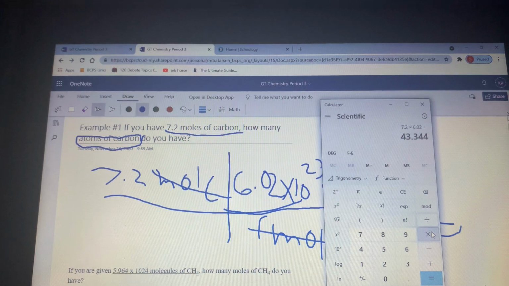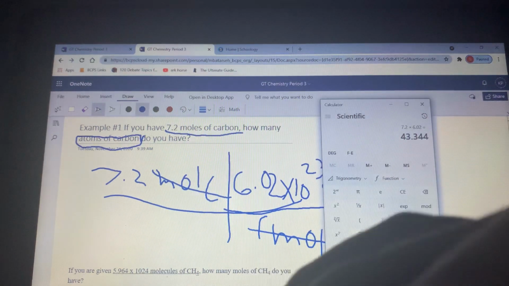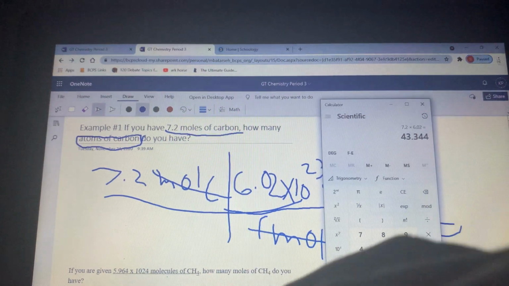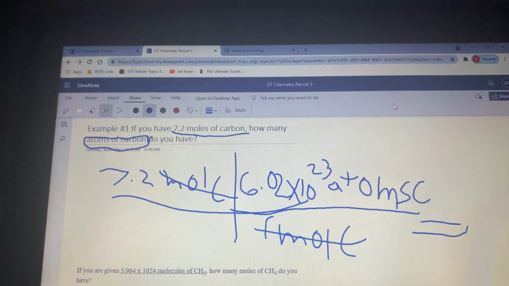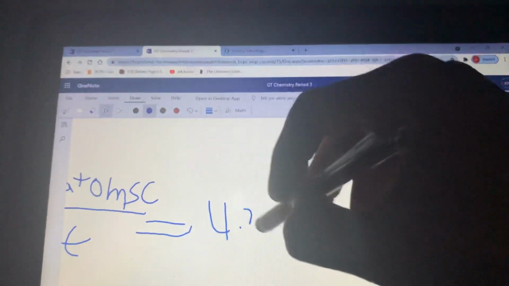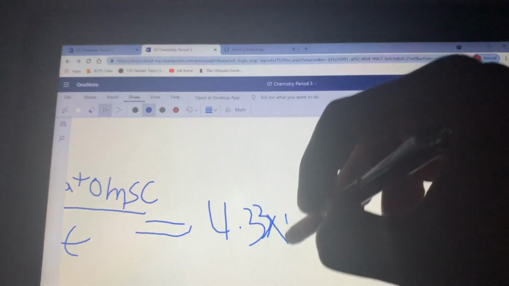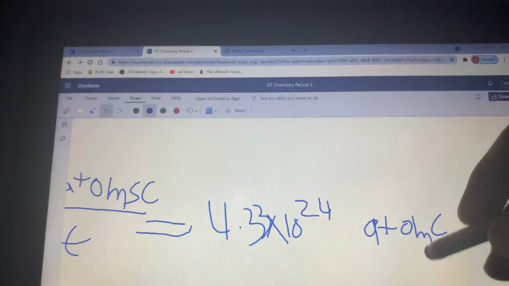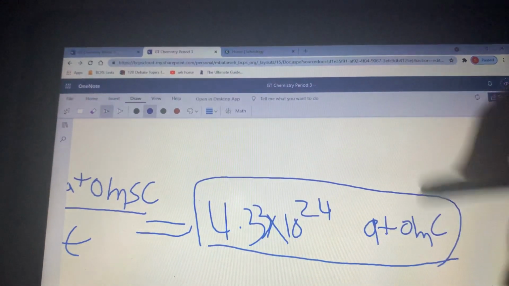But when you move it 1 to the left, that makes the number 1 power of 10 smaller. So when you move it to the left 1, you have to increase the power by 1. So instead of times 10 to the 23rd, you do times 10 to the 23rd plus 1, which is times 10 to the 24th. So we'll simplify that, round it to the nearest hundredth. We get 4.33 times 10 to the 24th atoms of carbon, and box your answer. And there we go.